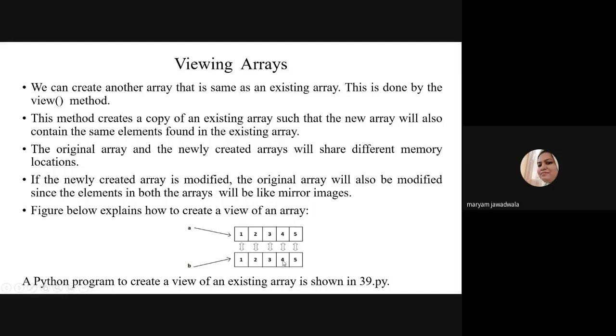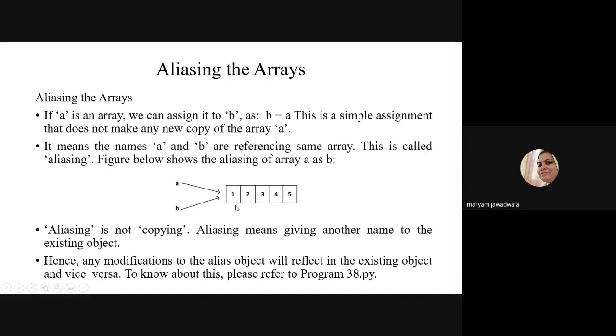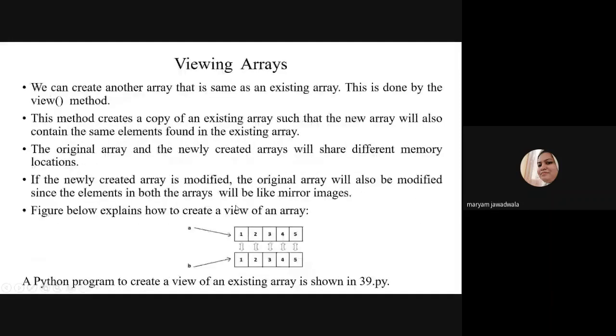So this is viewing. There is a difference between aliasing and viewing. In aliasing, only a single copy of the object is available in computer memory, and that copy is referred to by two different tag names. But in viewing of arrays, two different copies of the same object are created in computer memory, and they are referred to by two different tag names, A and B.